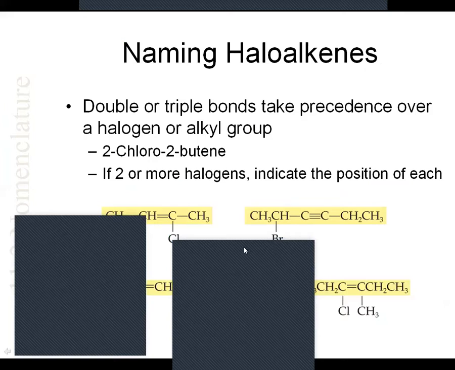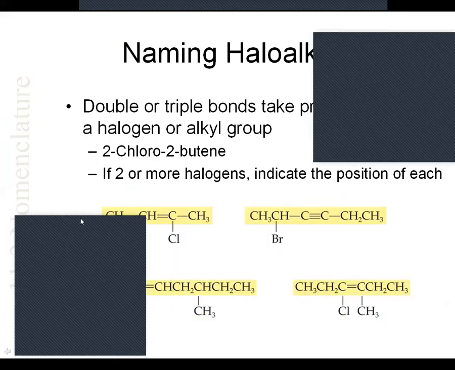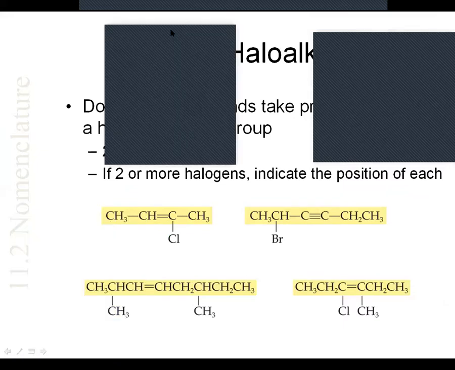Now, if we got some of these guys with halogens in there, the way that we name our halogens are chloro for chlorine, bromo for bromine, fluoro if you had a fluorine, iodo if you had an iodine, so IODO for that guy.